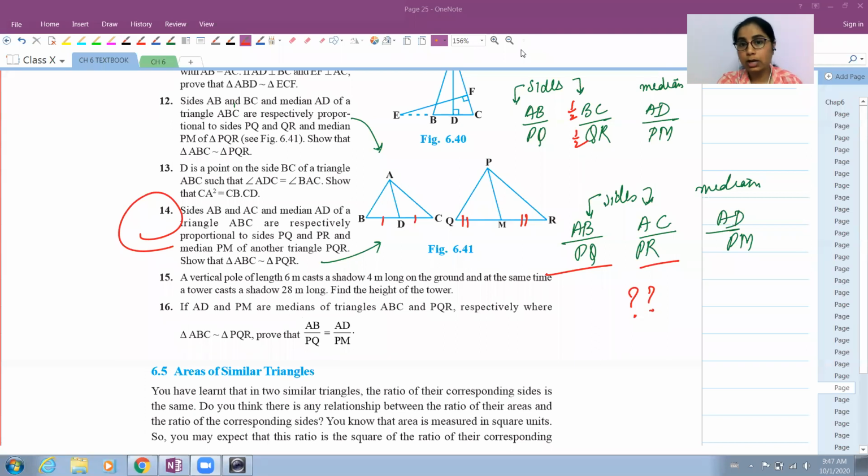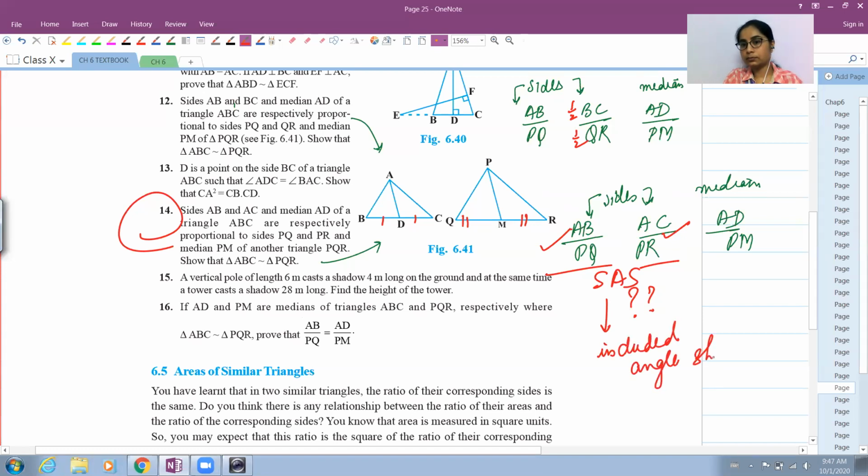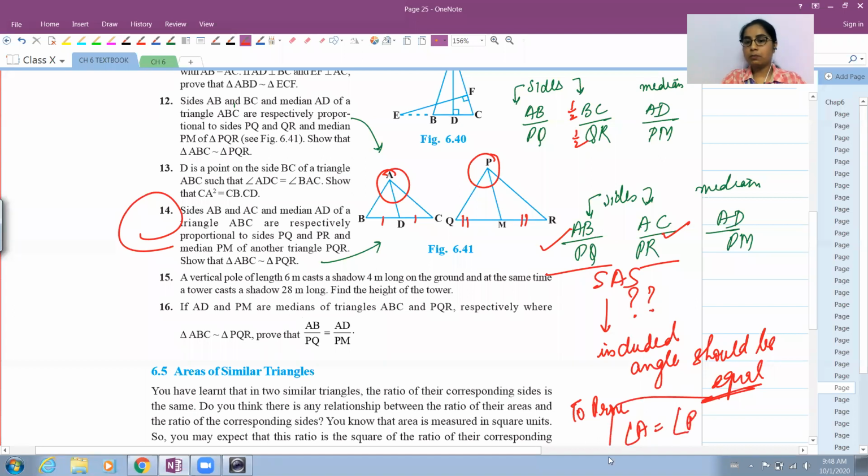Now, what I'm going to try here is to use the result SAS for similarity. If I have to use SAS, I already have the ratio of two pairs of sides. I want the included angle to be equal. That's how I can use SAS. The included angle between AB and AC would be angle A, and between PQ and PR will be angle P. So I want to prove that angle A is equal to angle P. This is what my aim would be.